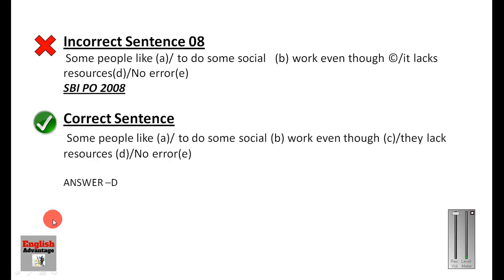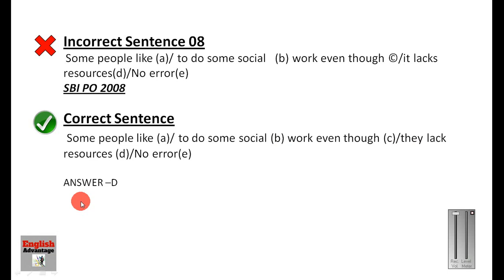Now let us see the next question. Some people like to do some social work even though it lacks. Now this is the error part. This part should represent 'some people', and the word that can represent 'some people' would be 'they'. Some people like to do some social work even though they. So this part should be replaced by 'they', like this. And after 'they' we will write 'lack', not 'lacks', because 'they' is plural. So this is the error part. So the answer would be D.